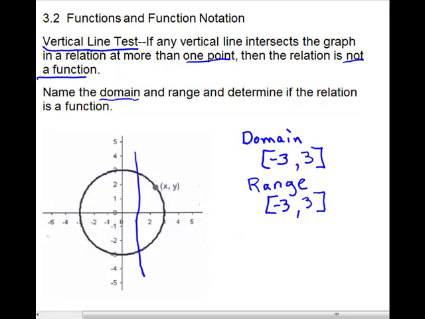And then is it a function? You can draw a vertical line, and that should be straight, of course. But your vertical line is going to hit more than one place. So a circle is never going to be a function.